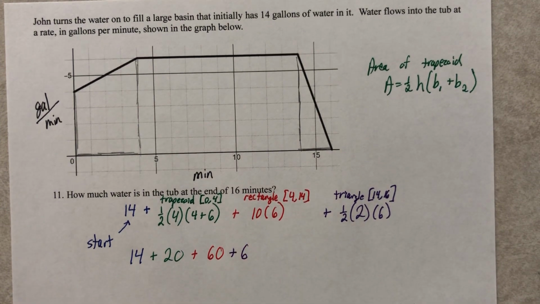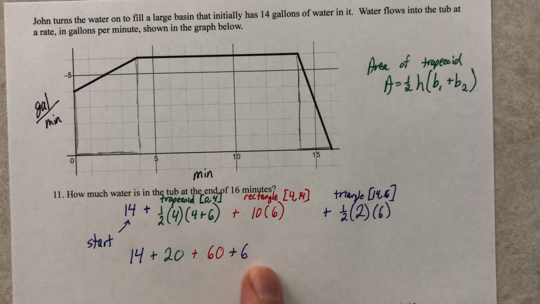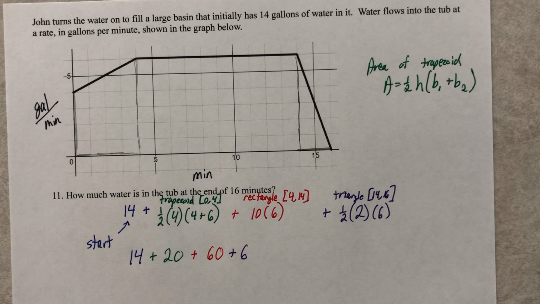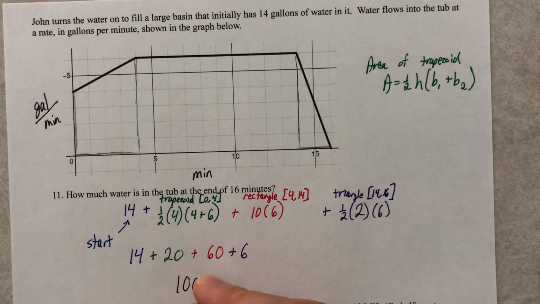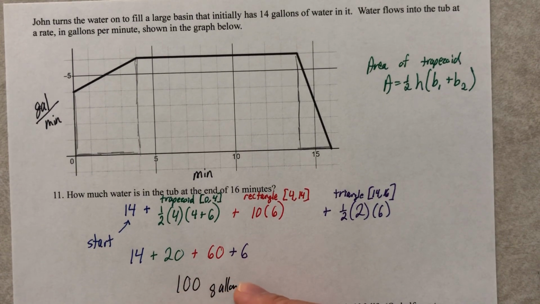6. And here we go with our calculator inactiveness. And we add all those together, and we are going to have 100. We have 100 gallons. I don't know what color to use for the final answer. I'm stumped. We'll use black. 100 gallons. 100 gallons of water.